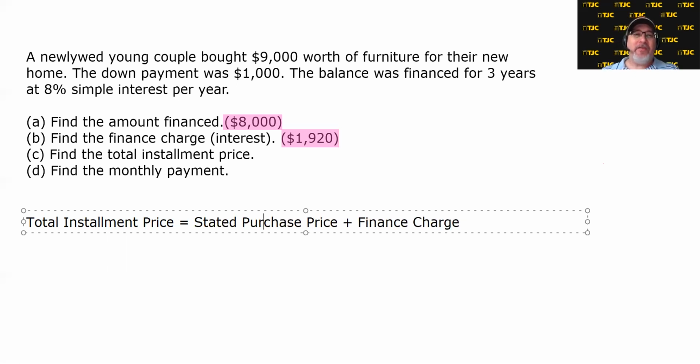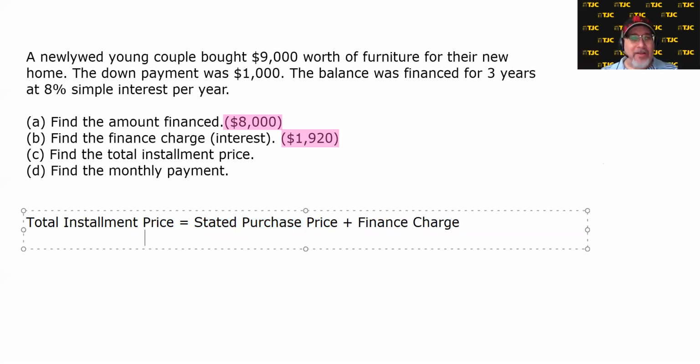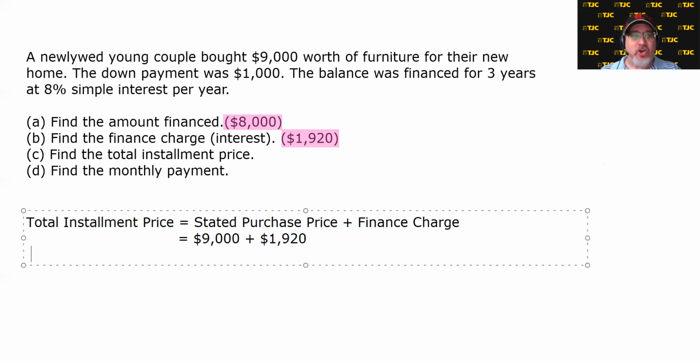Of course, I didn't spell purchase correctly. Now, you could also think of this part, which I'm about to highlight, as down payment plus amount financed, but think about it, that's just the stated purchase price. So in all, I am going to pay $9,000 because that's what the price of the furniture is, plus an extra $1,920 as a finance charge. And so the sum of that is $10,920.